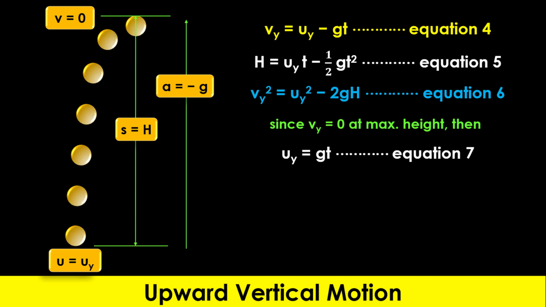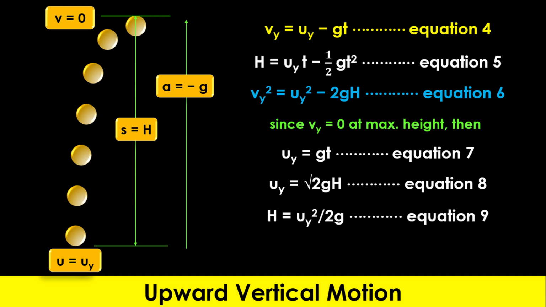Similarly, from equation 6, we would obtain uy equals root 2gH. Equation 8 gives the initial velocity of the upward motion in terms of acceleration due to gravity in meters per second squared and the maximum height attained in meters. From equation 6, we will obtain H equals uy squared over 2g. Equation 9 gives the maximum height in terms of initial velocity in meters per second and acceleration due to gravity in meters per second squared.